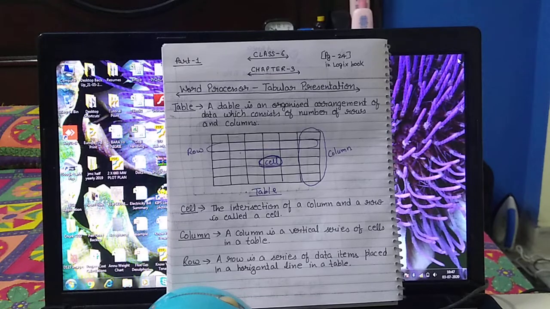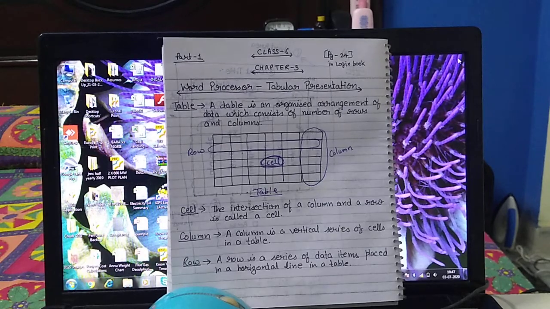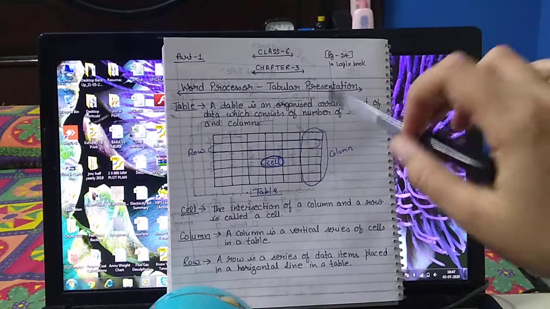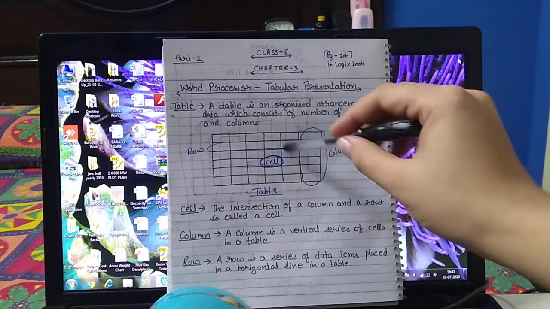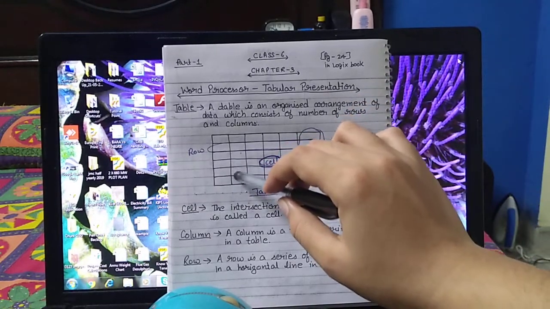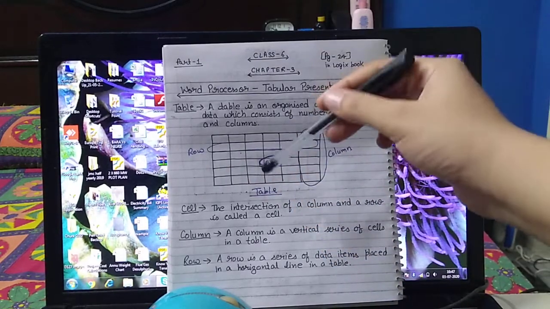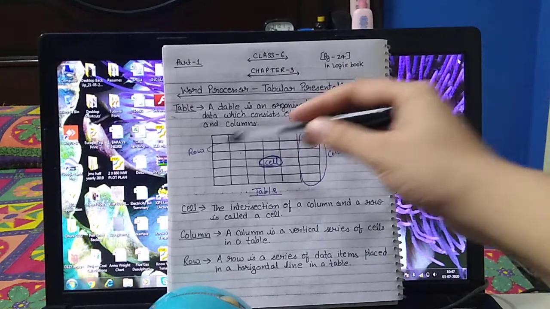So what are the rows and what are the columns? This will become clear in this diagram, and I have written the definitions for cell, column and row. Firstly, I will tell you what a cell is. The intersection of a column and a row is called a cell. Look, these all are the cells. Means intersection, where our row and column cut each other. The intersection of a row and column is called a cell. So these all are the cells.